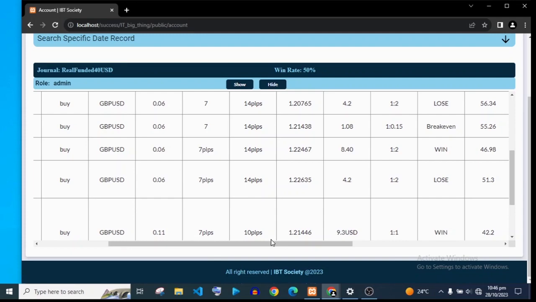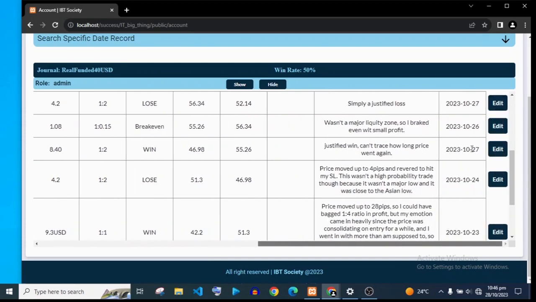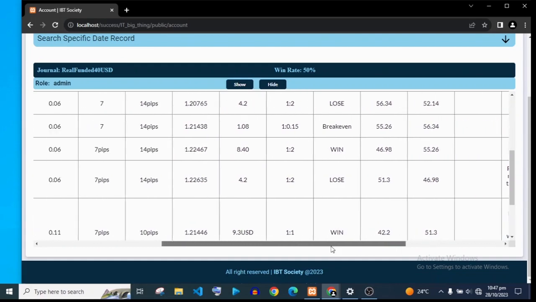So the next trade, I took another trade again. Let's see the dates. The date was 27th. Oh, I think this date is wrong. This should be 25th, guys, not 27th. So I think there was an issue here or something. Maybe I edited the price manually. I don't know how this came about, but yeah, this should be 25th.